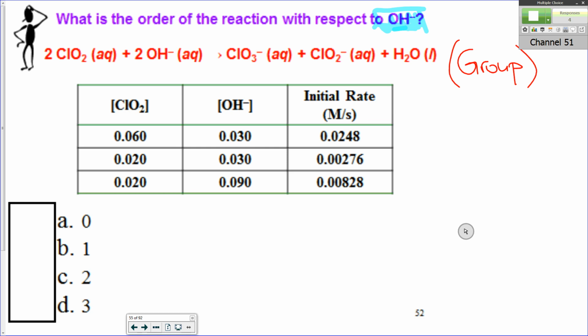Not many talking about it, your time's fixing to expire. Because it does affect the initial rate. You're saying the initial rate.